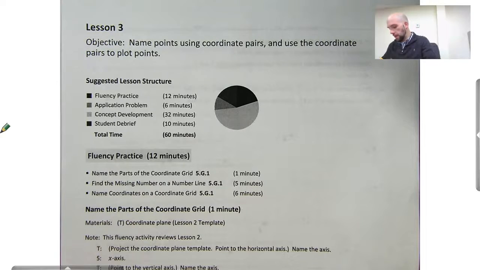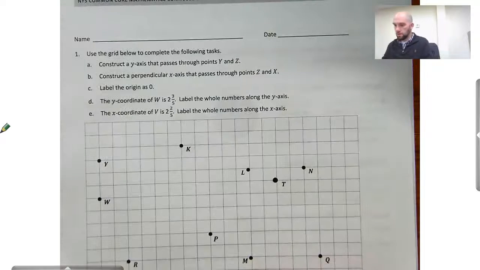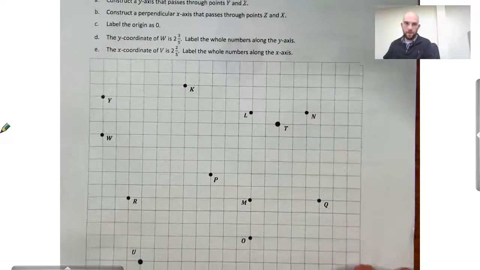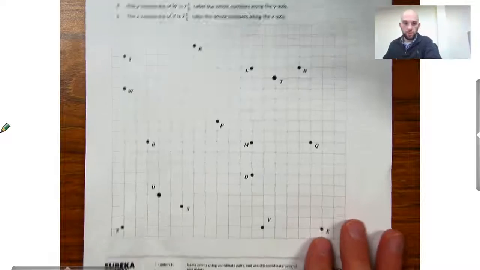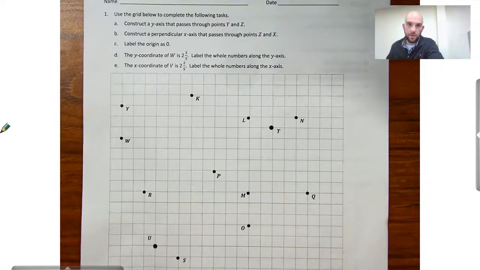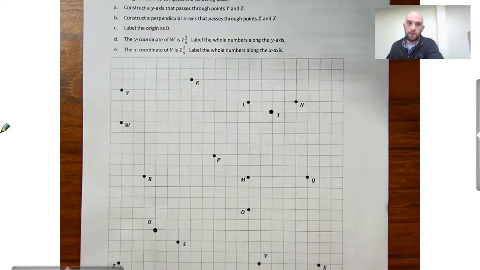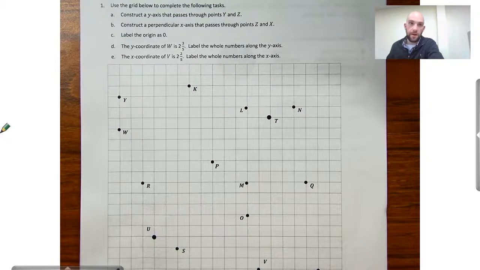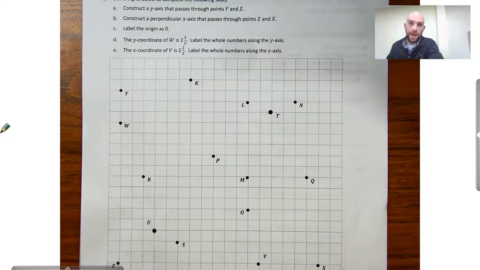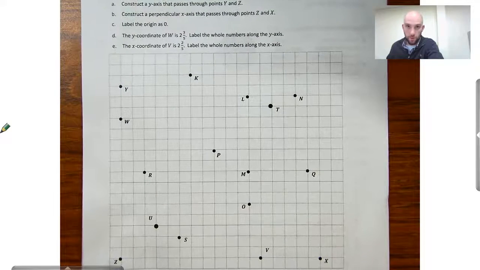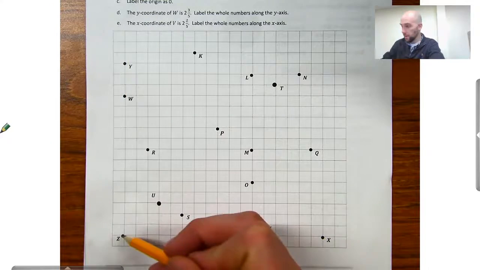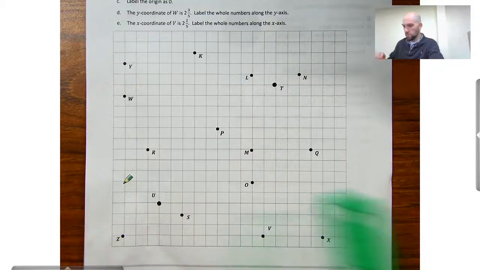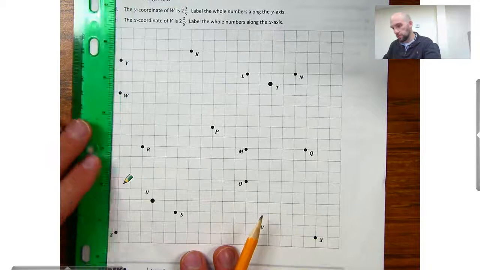So let's look at our grid here. It's not really a coordinate grid yet. I'm going to zoom out a little bit so we can see our instructions. It's telling us how we're going to build our X and Y axes here. If you look at the letter A there, it says construct a y-axis that passes through points Y and Z. So I find points Y and Z, and I'm going to use my ruler to draw a straight line here between those 2 points.